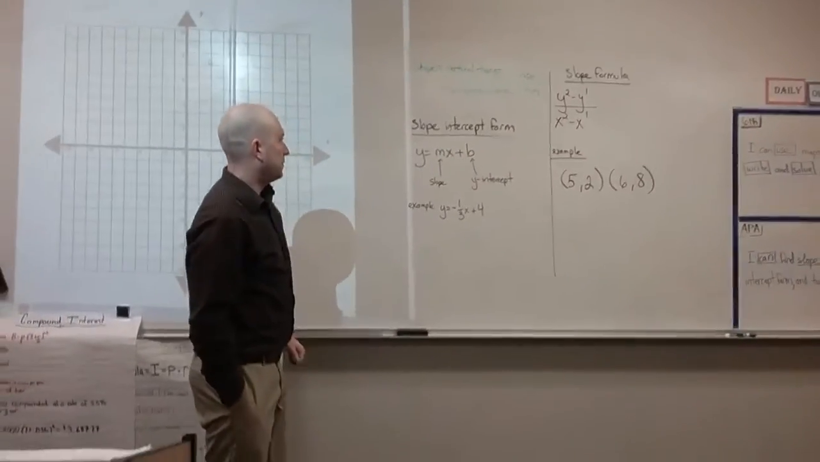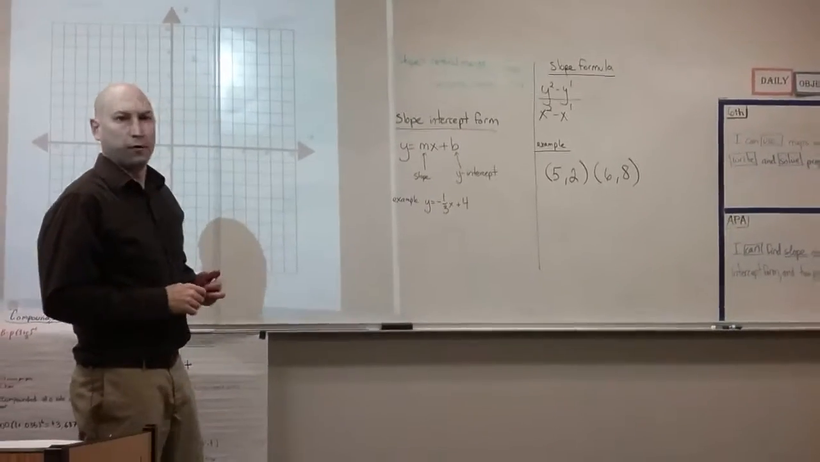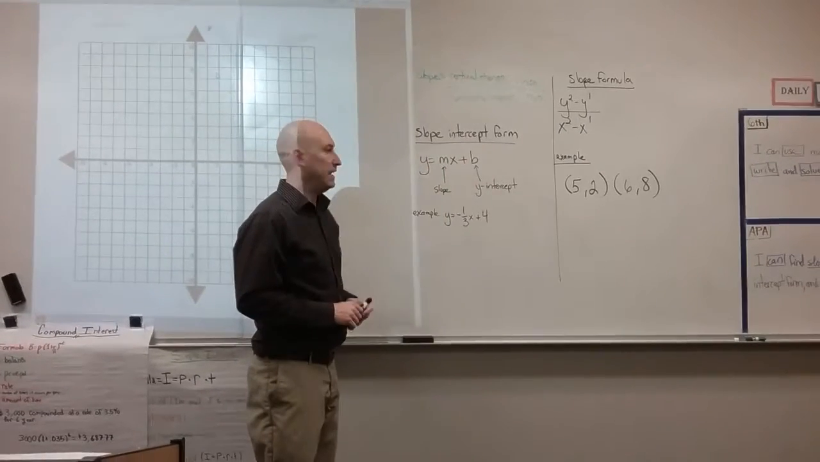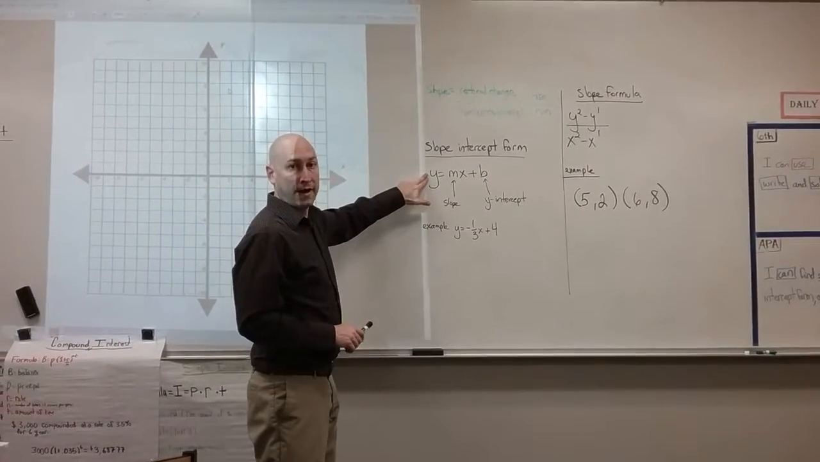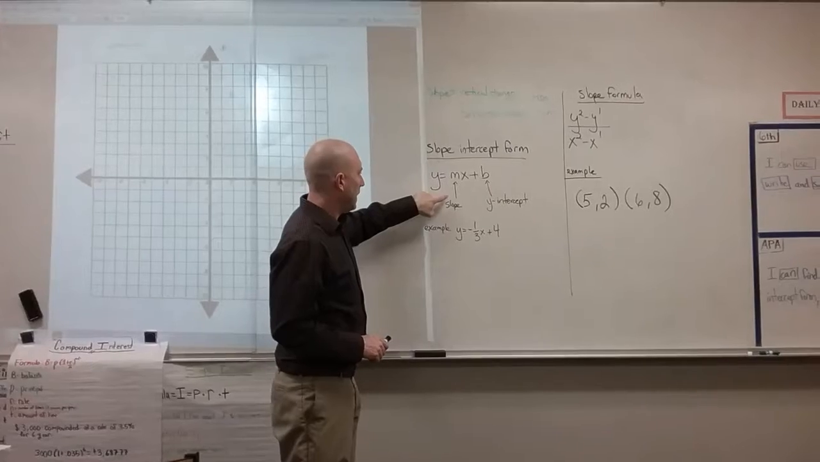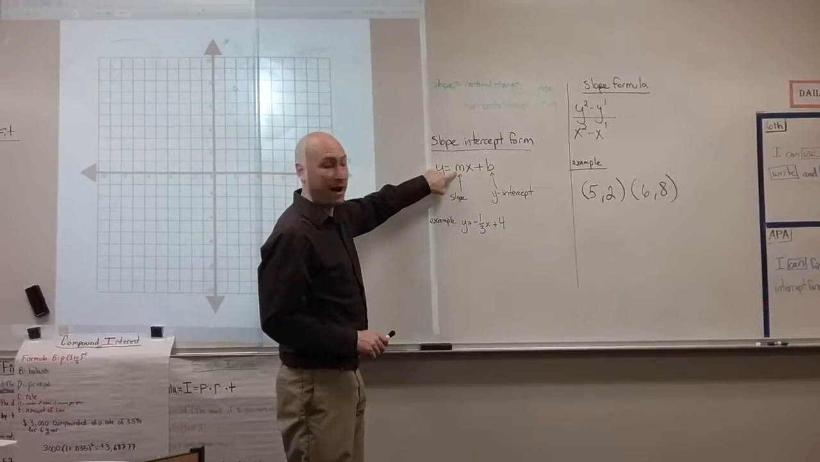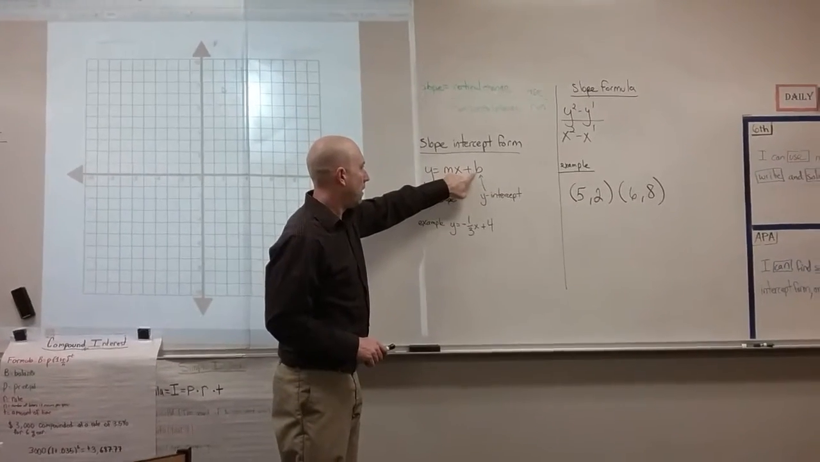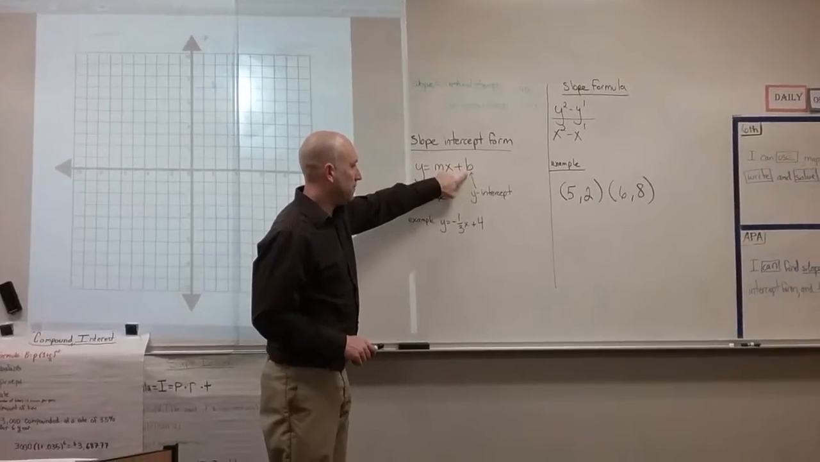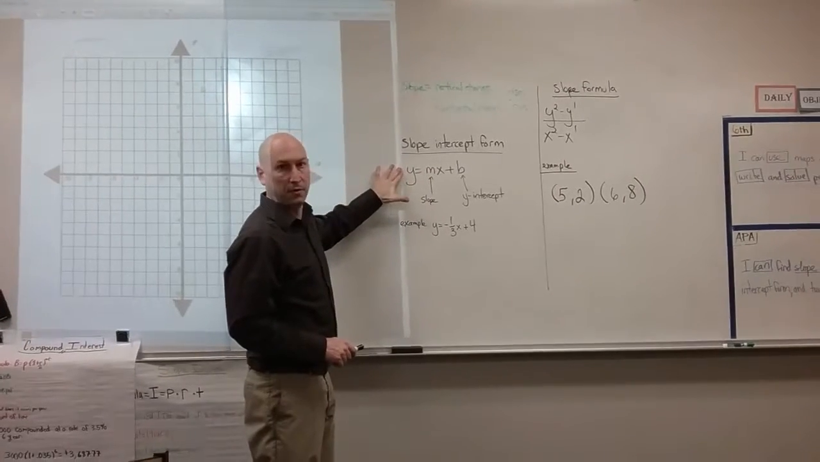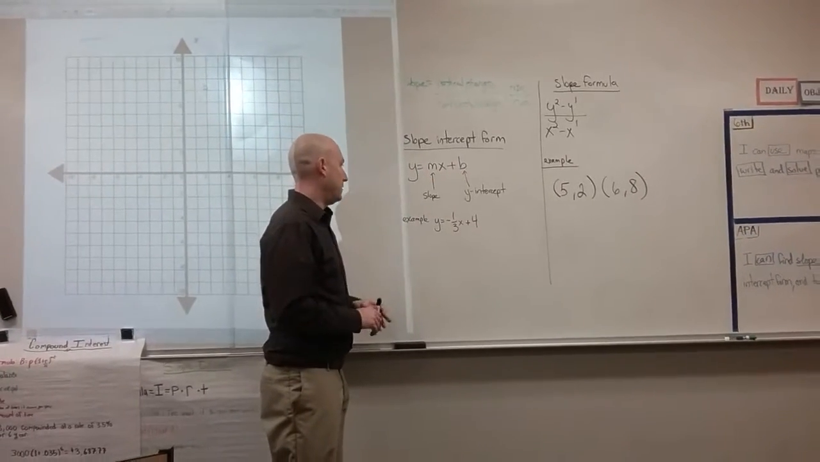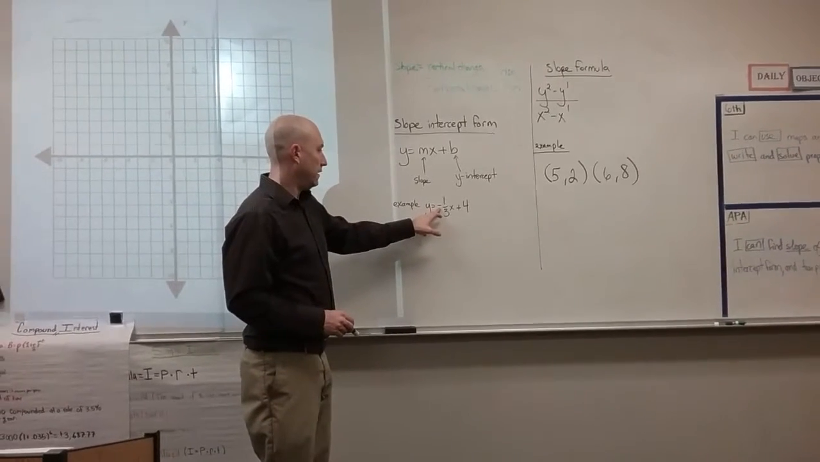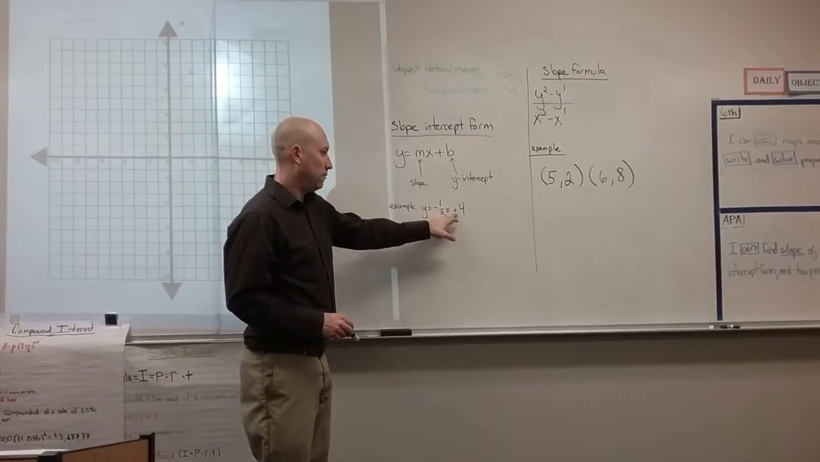Another way we can interpret slope is using the slope-intercept form, and that is known as y equals mx plus b. Our slope is represented by our m, and our b is represented by our y-intercept. I misspoke earlier. B is our y-intercept. So my example here is y equals negative 1/3 x plus 4.